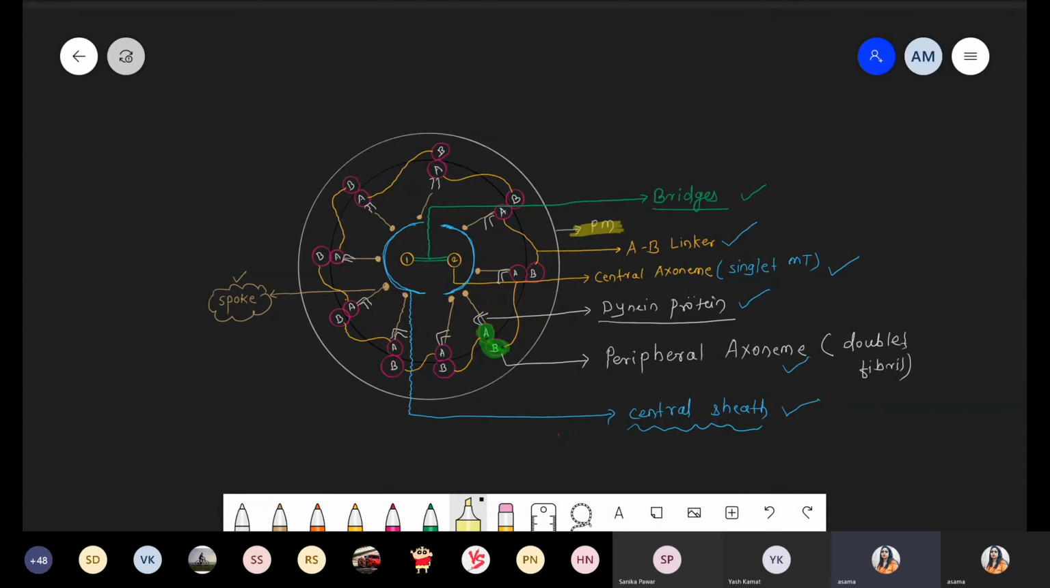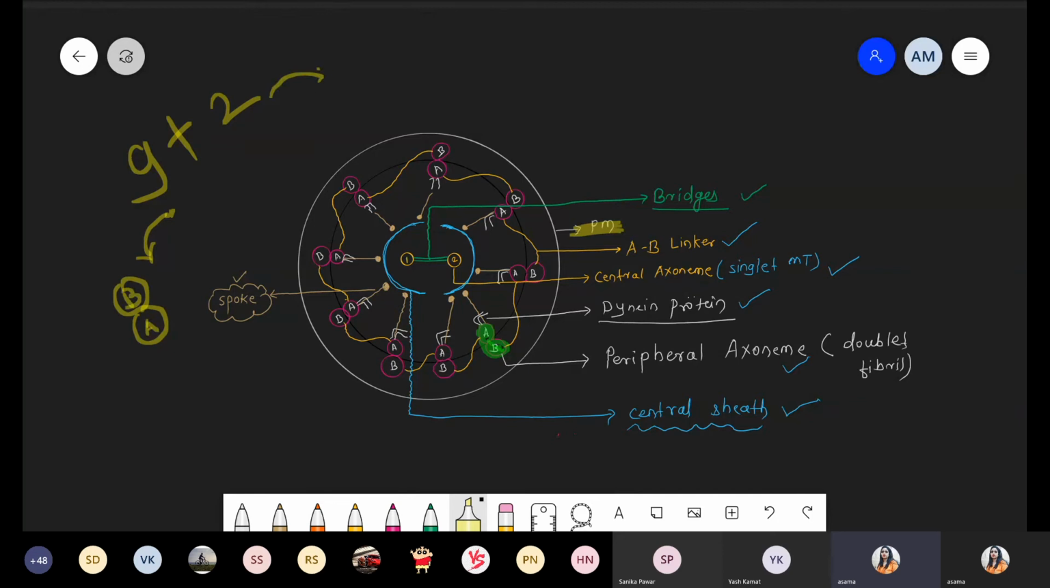But now, as we just discussed, it consists of doublet fibrils, meaning AB fibrils are present. And how many fibrils? That is 9+2. It means 9 are present on the periphery and 2 at the center. Quite an interesting thing. Now those 9 are present in doublet form like this, A and the B.